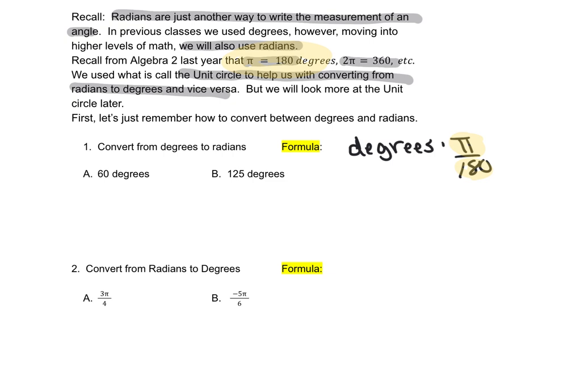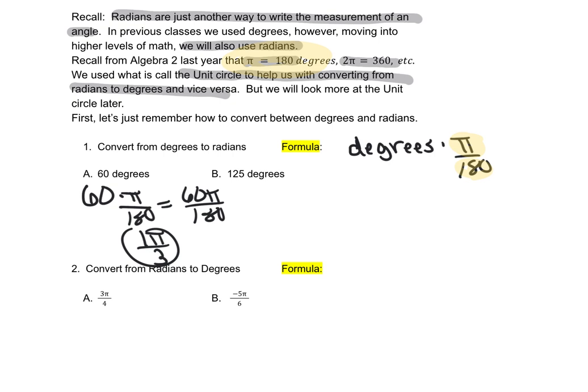So if we were going to convert 60 degrees from degrees to radians, we would take 60 degrees, and we would multiply it by pi over 180. And for these right now, we are not going to use 3.14 or anything like that for pi. We are just going to leave it as a simplified fraction. So we would get 60 pi over 180, which would simplify to 1 pi over 3.